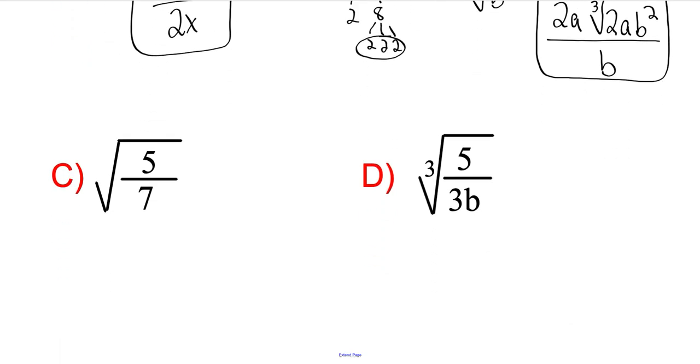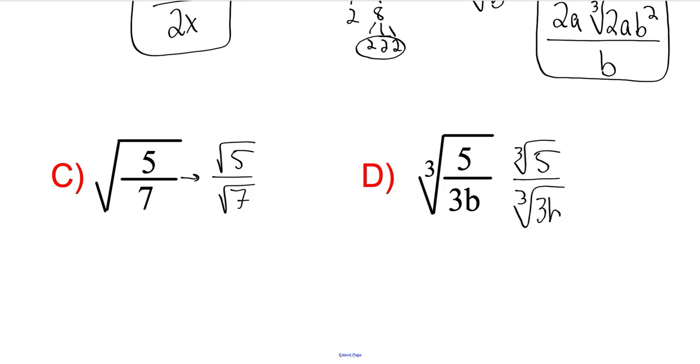Okay? So c, square root 5 over square root 7. Now this looks a little bit different than what we've done before. But remember our quotient properties? We can write this like this. And then it looks exactly the same as what we've been doing. Same thing over here. So cube root 5 over cube root 3b. Then you just rationalize after you split it up, okay? So square root 7, we just need another square root 7 to simplify that out. So 5 times root 7 is root 35 on top. And on the bottom, square root 7 times square root 7 is simply just a 7.